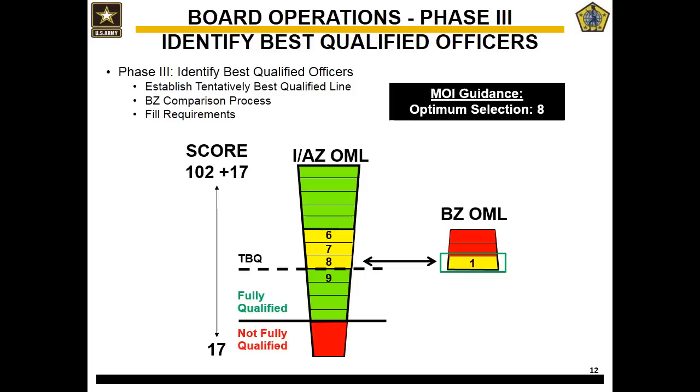Before we move on to the next step, it is important to note that it is the board's discretion to fulfill BZ opportunity. Some boards may find 0, 1, or 15 officers to be clearly superior. Although the MOI specifies a maximum opportunity for BZ selection, the board has a mission to recommend the best qualified officers, and therefore is not obligated to fulfill the BZ promotion opportunity. Now that we've completed the BZ comparison process, the next step is to fill requirements.